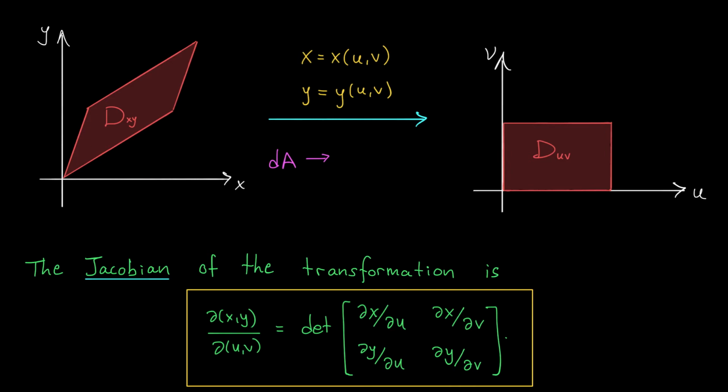How does it change? To answer this question, we'll need a new definition. We'll define something called the Jacobian of our transformation, and it will be a number or an expression that will help us to understand how our area is being distorted. We denote the Jacobian by partial (x,y) over partial (u,v), and it's the determinant of this 2x2 matrix. The first column is partial x by partial u, partial y by partial u, and the second is partial x by partial v, partial y by partial v.